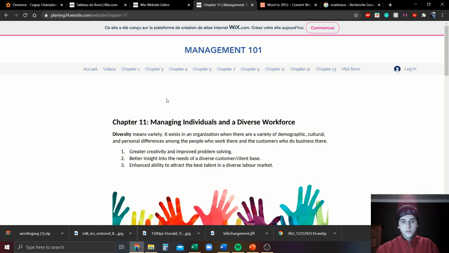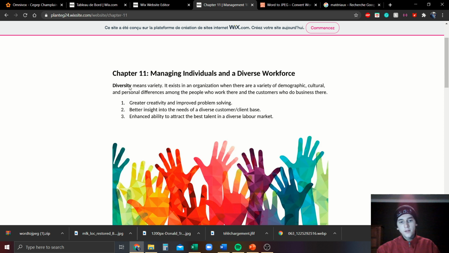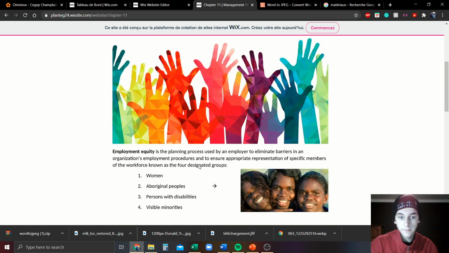First off, I'll start with chapter 11, managing individuals in a diverse workforce. Diversity means variety. It exists in an organization where there are a variety of demographic, cultural, and personal differences among the people who work there and the customers who do business there. Diversity brings greater creativity and improved problem solving, better insight into the needs of a diverse customer/client base, and enhanced ability to attract the best talents in the diverse labor market.